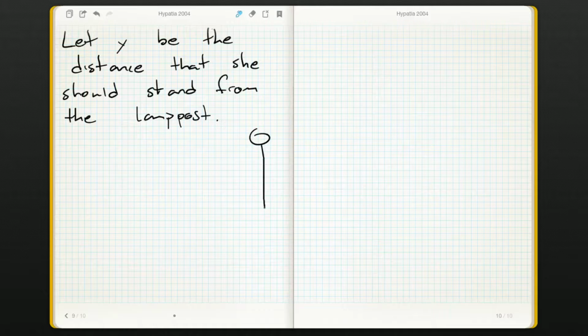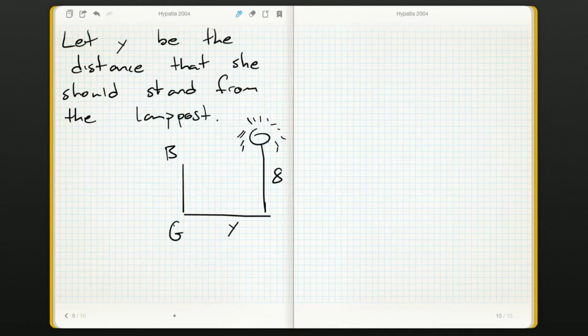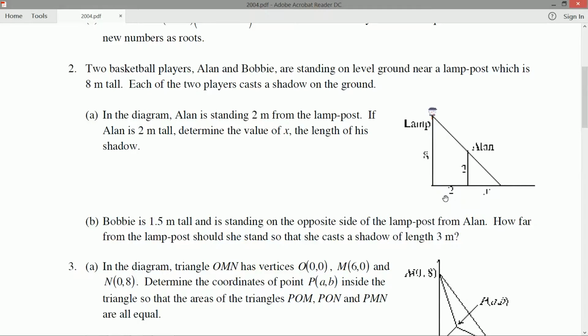It's on the other side, so I'm actually going to draw the lamppost as though it were on the right. So she stands y distance, still the same lamppost height. And then we've got Bobby. She's standing this tall. No reason not to have the ground and L and P again. And she casts a shadow, S, and we want the shadow to be 3. We know she's 1.5. So again, it's just going to be similar triangles. The same setup. We're just solving for a different part of what's going on here.